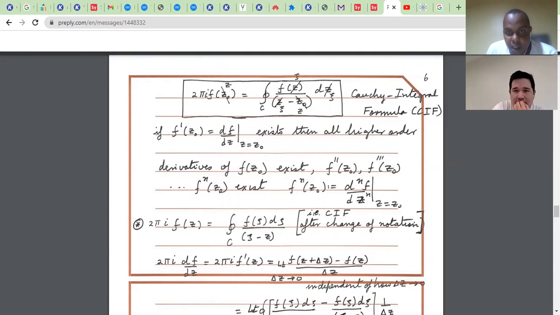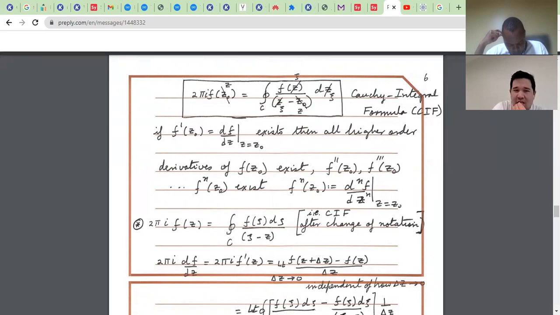So he changes that. I don't know why. Maybe we will know later. So star: 2 pi I f of z equals the integral over the closed contour C of f of z over z minus z naught dz, such that CIF, the Cauchy integral formula, after change of notation.